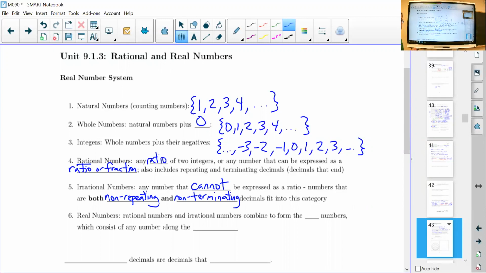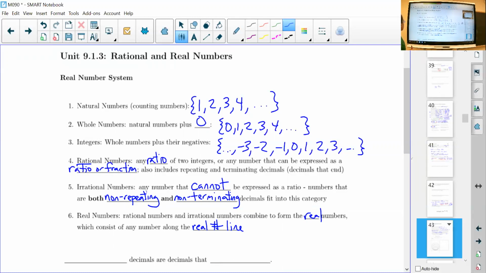And finally, the real numbers. All of these up here are real numbers, rationals and irrationals together. So we make the real numbers, which consist of any number along the real number line. So 5, 0.5, square root of 5, -5, all of those are real numbers. In this class, we'll only deal with real numbers. In 095, you'll get into some things called imaginary numbers and complex numbers. But for now, we're just sticking with the reals.